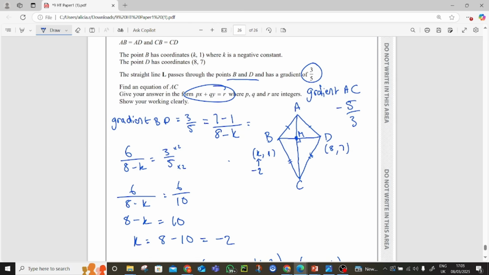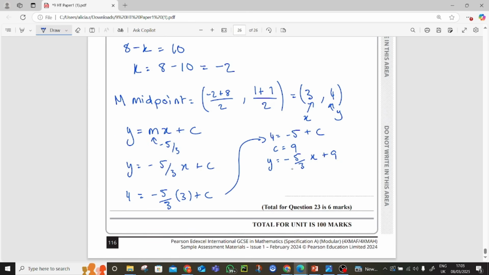But we have troubles because if you look back at the question, it asks it in this specific format. So we've done the equation of the straight line, but I want it written like this. P, Q, and R are integers. So they're integers, so I want no fractions, and I want all the x and all the y on the left-hand side. So because of this 3, let's get rid of that and times everything up by 3. So I have 3y is equal to minus 5x plus 27. And then I'm also going to take this negative 5x onto the left-hand side. So I have 5x plus 3y is equal to 27.